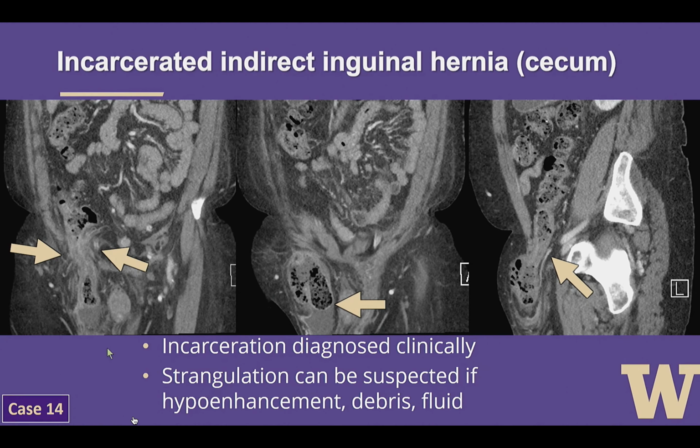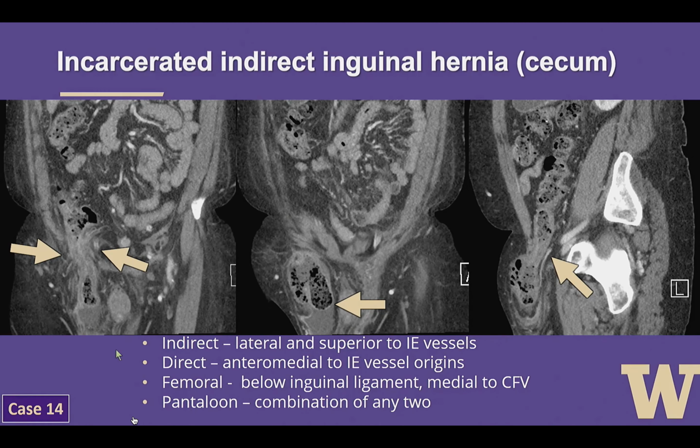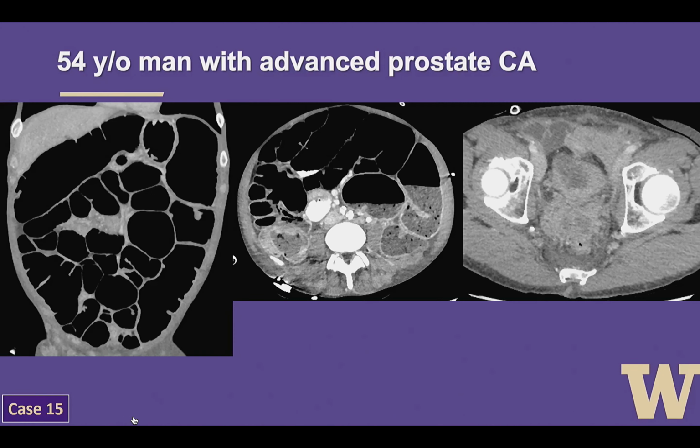Of course, incarcerated hernias are diagnosed clinically, but we should raise the possibility of strangulation if you see hypoenhancement of the herniated loop or a lot of debris or fluid in the hernia sac. So a quick run through of the groin hernias. Indirect are those that are lateral and superior to the inferior epigastric vessels. Direct are those that are anteromedial to the inferior epigastrics. Femoral are below the inguinal ligament, medial to the common femoral vein, often with a typical teardrop impression upon the vein. And pantaloon are any combination of any two of these.